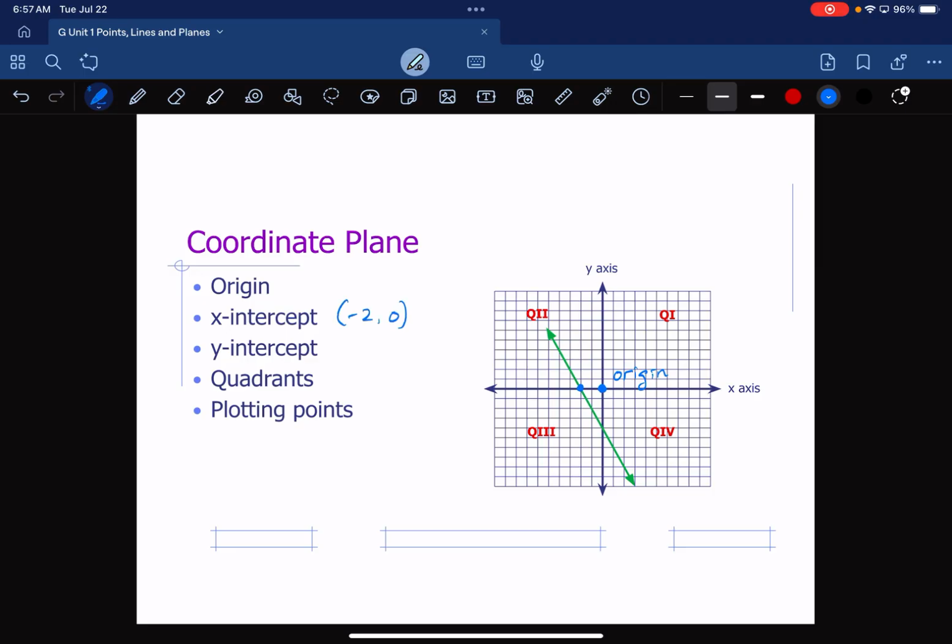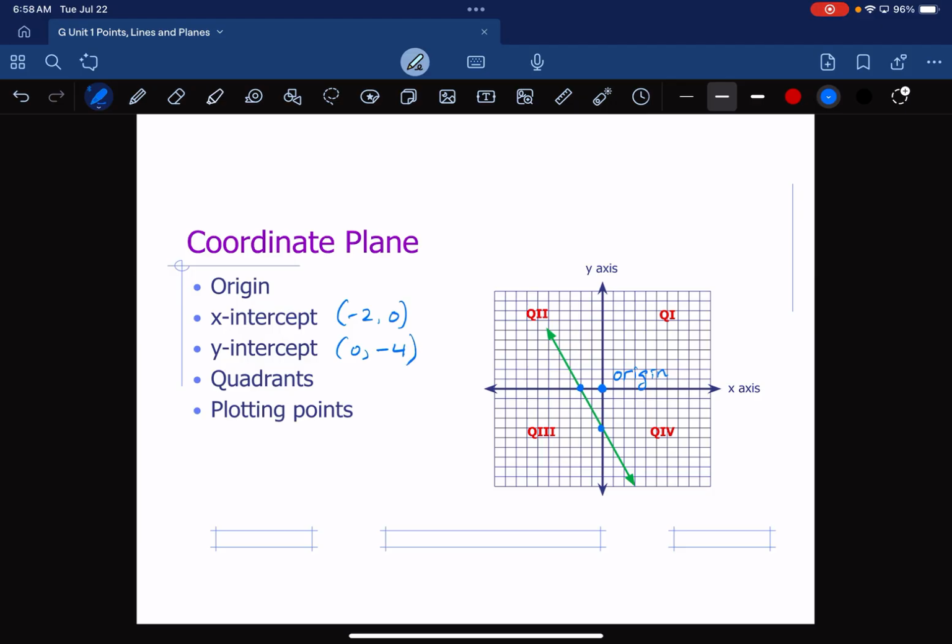And the y-intercept is just the point where it crosses the y-axis. So that would be that point right there. So that looks like it's 1, 2, 3, 4. I'd say that's -4, right? So that's left or right 0, and then down to -4.